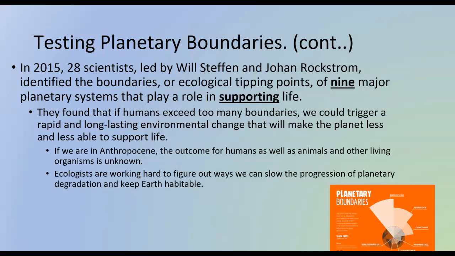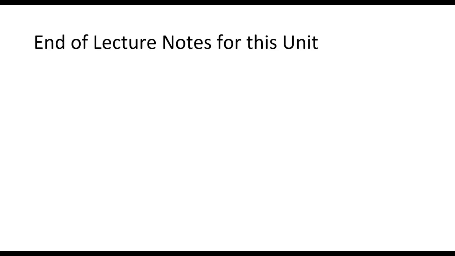Ecologists are working hard to figure out ways they can slow down the progression of planetary degradation and try to create a more sustainable Earth so we can keep Earth habitable. That brings us to the end of this unit. As we progress throughout the course, we're going to be exploring some of those topics we've mentioned more and more, to apply that to environmental science. But go back, review, and I hope that was helpful.